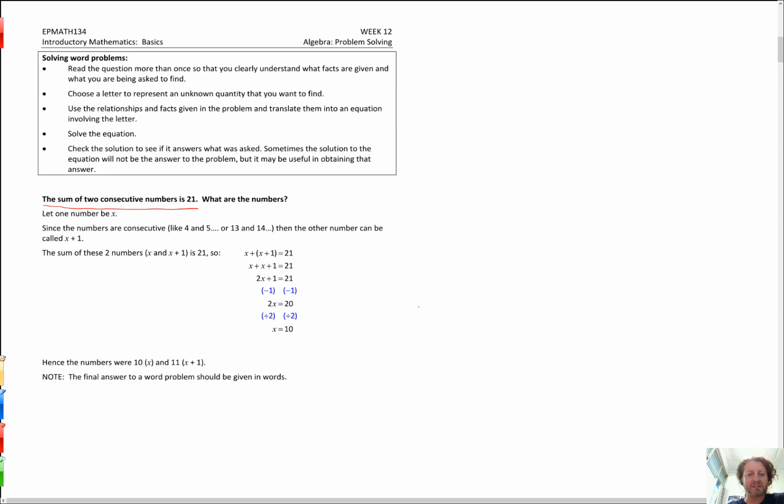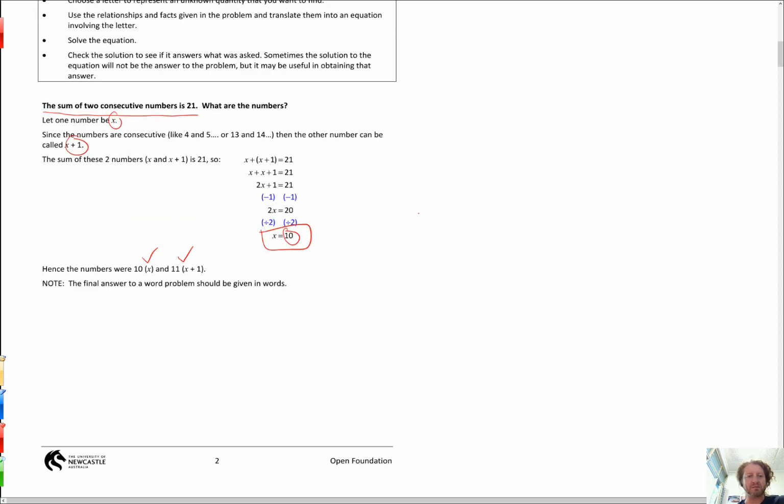Alright, so I'll just make sure I answer the question. Did the question ask what was one of the numbers or what was the smaller number? No, it says what are the numbers. So one of them was x equals 10. The other number was x plus 1, which must be 10 plus 1, which is 11. So there's my numbers, 10 and 11. And with word problems, don't just leave it as this. Well, in this case, I'd be wrong, because one answer wouldn't cut it. But put your answer for word problems back into words. Make sure you answer the question.